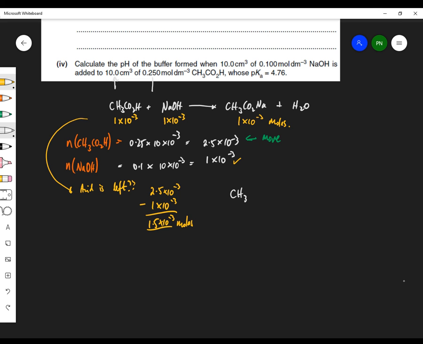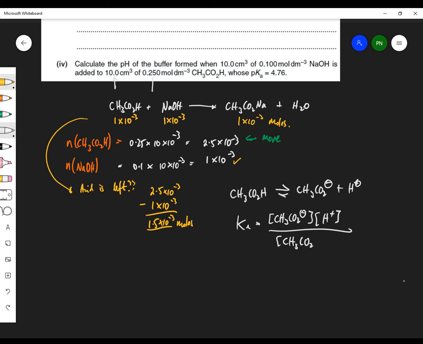Next bit I'm going to do is figure out what Ka equals. Now, I always do this. You might think I'm being a bit silly, but I like to know everything. There we go. It's going to equal that divided by this. To be honest with you, I'm sure you can remember this, but I like to derive it all the time. Now I'm going to jiggle this around and get H plus as the subject.